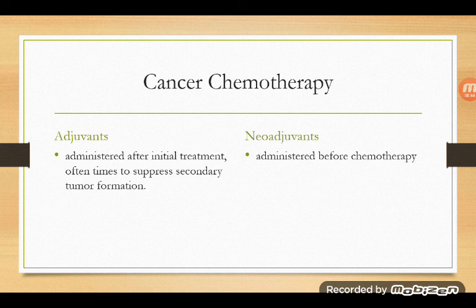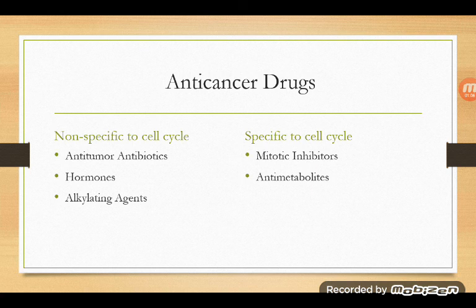Cancer chemotherapy can be provided as a sole therapy, the main therapy, or it can also be provided as an adjuvant. So adjuvants are administered after initial treatment, often to suppress secondary tumor formation. And then there are neoadjuvants administered before chemotherapy. Anticancer drugs can be non-specific to the cell cycle or specific to the cell cycle.